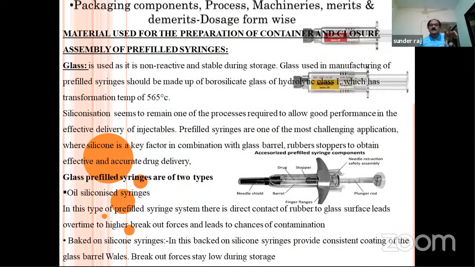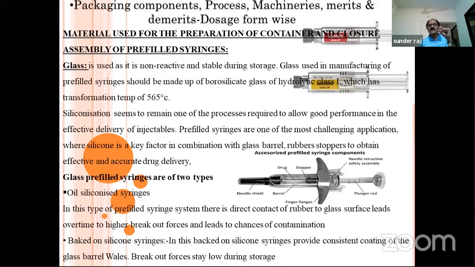And these are the components. The glass is non-reactive and stable during storage. Glass used in the manufacture of pre-filled syringes should be borosilicate, because high quality borosilicate glass is used for manufacturing these pre-filled syringes. Siliconization remains one of the processes required for good performance and effective delivery of injectables. Pre-filled syringes are one of the most challenging applications, where silicone is a key factor in combination with the glass barrel and rubber stopper to obtain effective and accurate drug delivery.